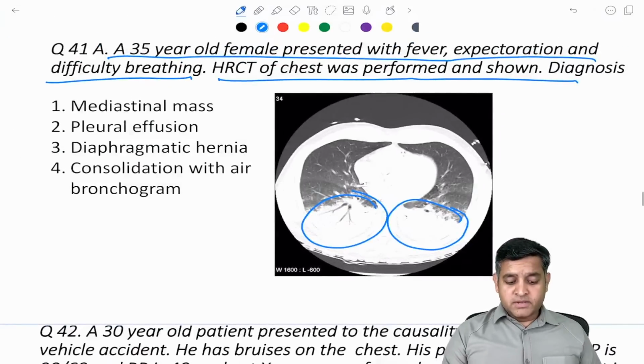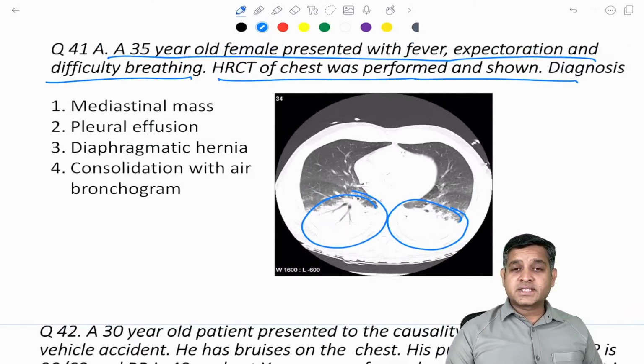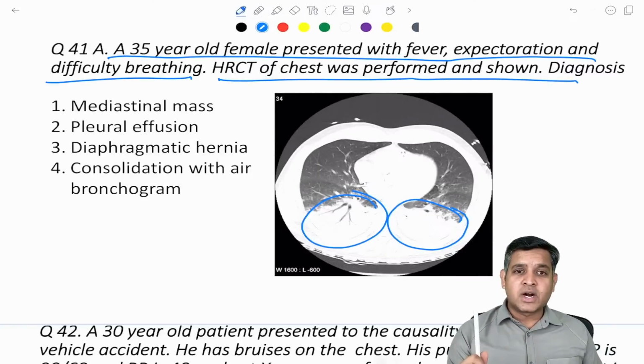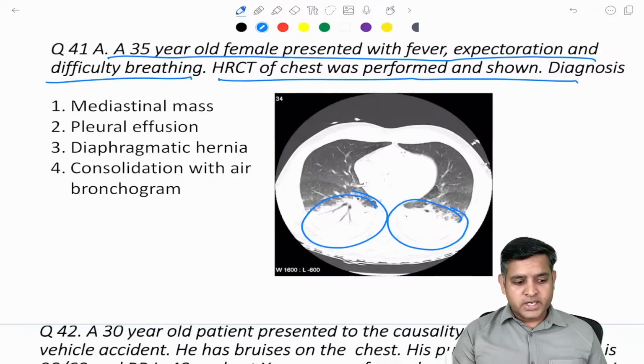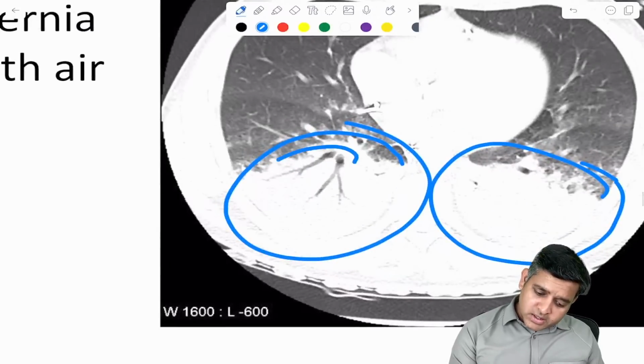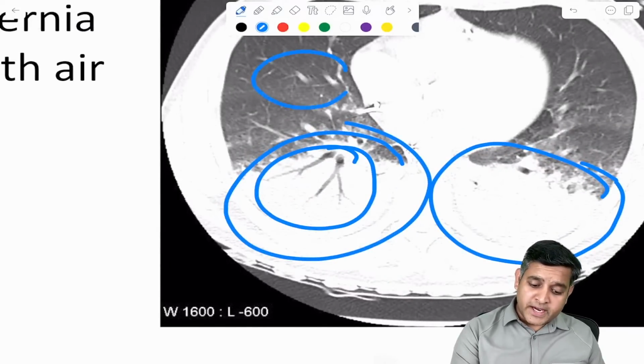Always remember, if the area of hyperdensity is obscuring the blood vessel, it is consolidation. If it is not obscuring the blood vessel, it is ground glass appearance. And in this case, are you seeing the blood vessels? Answer is no. Blood vessel has to be whiter.